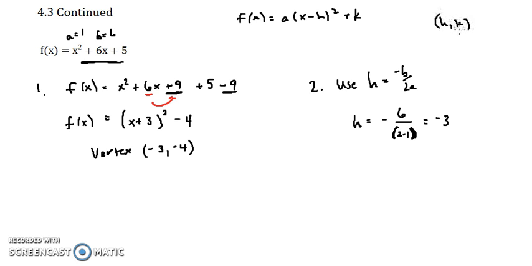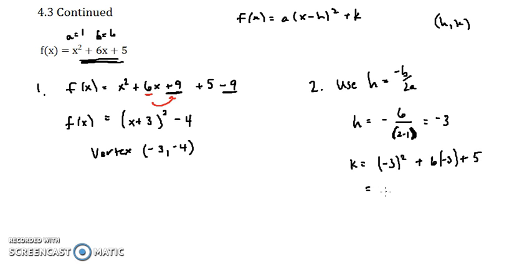And in order to find k, that's our y value. So anytime you want a y value, you plug in your x value. So we're going to take h and we're going to plug it back into our original equation. And we're going to get that k is equal to negative 3 squared plus 6 times negative 3 plus 5.